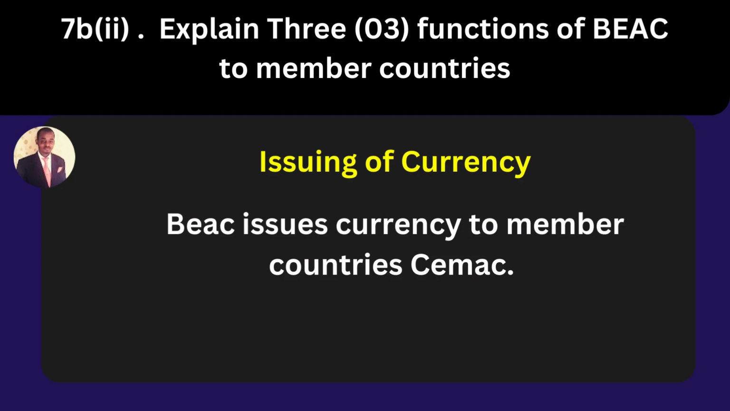Now, the next question says, explain 3 functions of BEAC to member countries. So, what are the 3 functions of BEAC to member countries? Number 1, issuing of currency. So, BEAC issues currency to member countries. CEMAC is made up of 5 countries. And BEAC is responsible for issuing currencies to those countries.